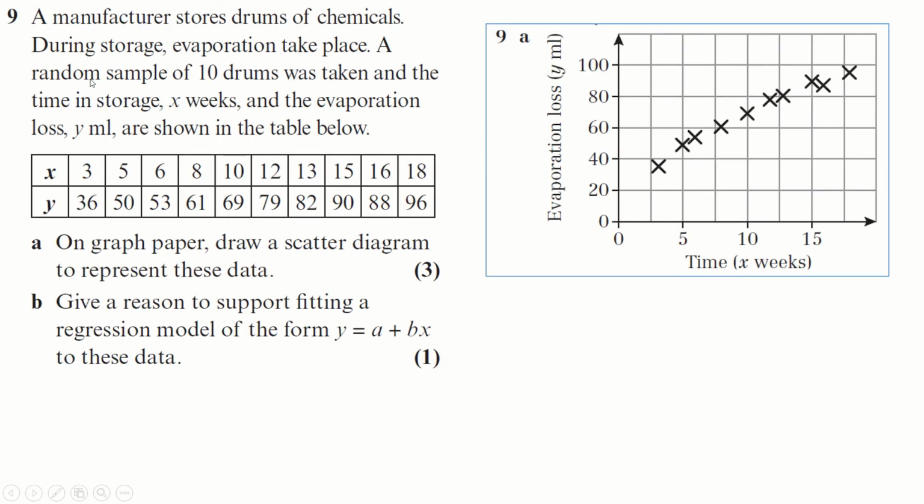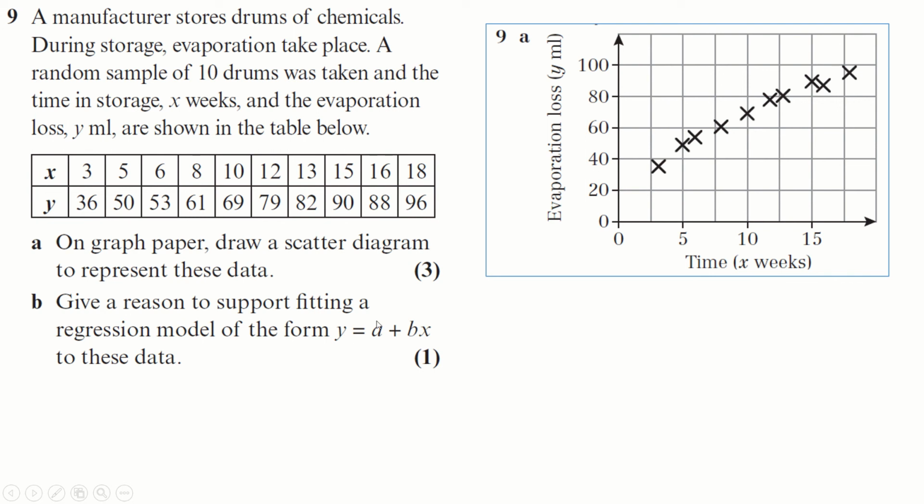Right, then next we've got question 9. A manufacturer stores drums of chemicals. During storage, evaporation takes place. A random sample of 10 drums was taken. We've got x weeks, and the evaporation lost in milliliters, y milliliters. We've got a graph. Draw the scatter graph. That wasn't the problem, that's easy enough to draw. Give a reason to support fitting the regression model y equals a plus bx to these data.